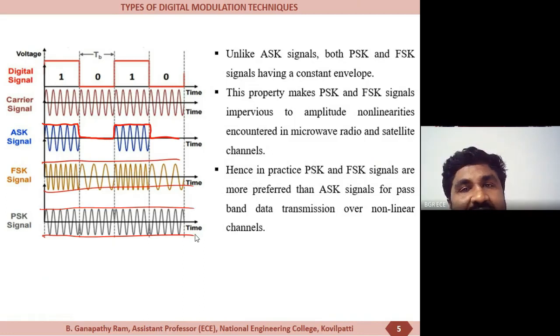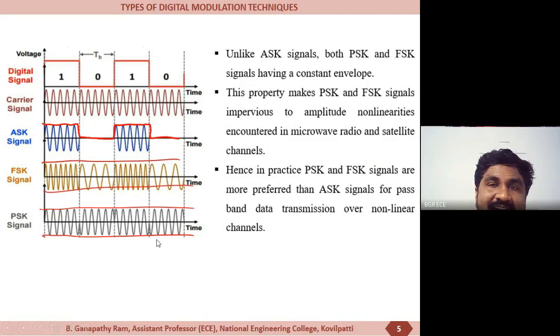Hence, in practice, PSK and FSK signals are more preferred than the ASK signals for passband data transmission over nonlinear channels. Because in nonlinear channels, like in the case of microwave radio and satellite communication, the presence of additive white Gaussian noise will create a greater impact and affects the quality of the signal at the receiver side.